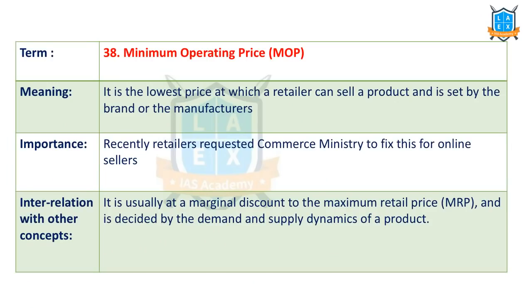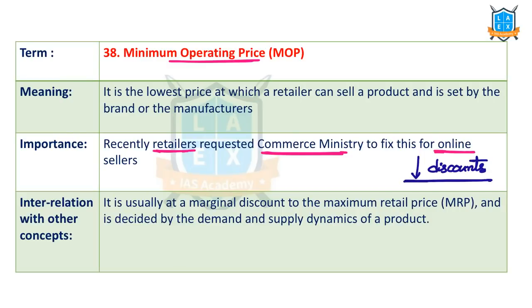The next important topic is minimum operating price. What is this? This is in news. Retailers have requested the Commerce Ministry to fix the minimum operating price for online sellers. What is happening is that the e-commerce companies and online sellers, as they have deep pockets, that means more money, are selling goods at very low prices, at deep discounts. These discounts cannot be borne by the retailers, who cannot sell at the same price. So under such circumstances, they have requested the Commerce Ministry, if you don't take action, we are going to lose income.